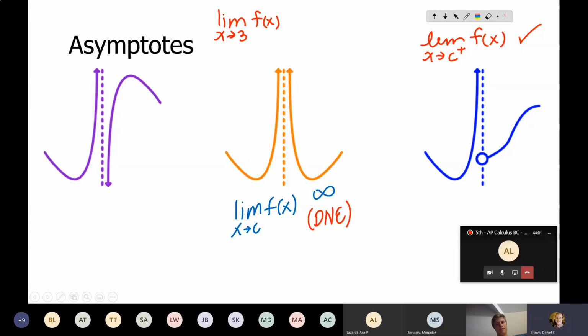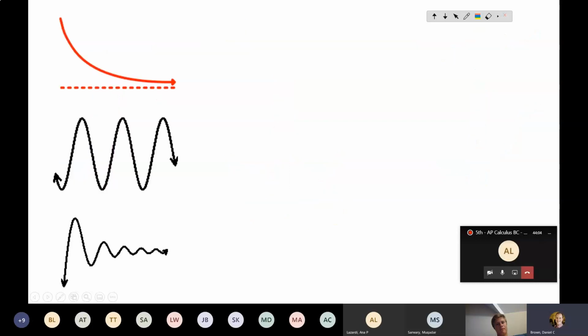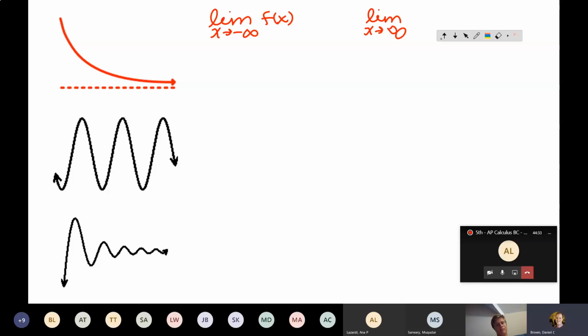Last slide I have. That was mainly vertical asymptotes. Here are three that have some horizontal asymptotes and just some different shapes you can see. I have an exponential one, I have a sine or cosine graph, and then I have a dampening oscillating function. We're going to talk about the limits as x goes to negative infinity of these graphs and the limit as x goes to positive infinity of these graphs.